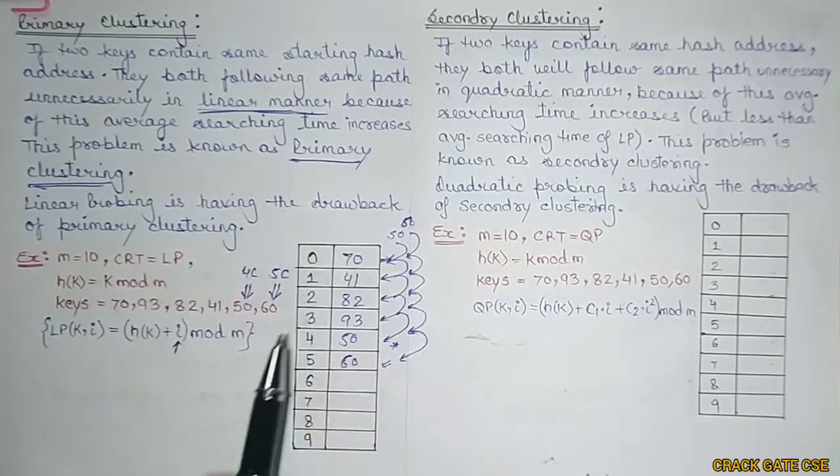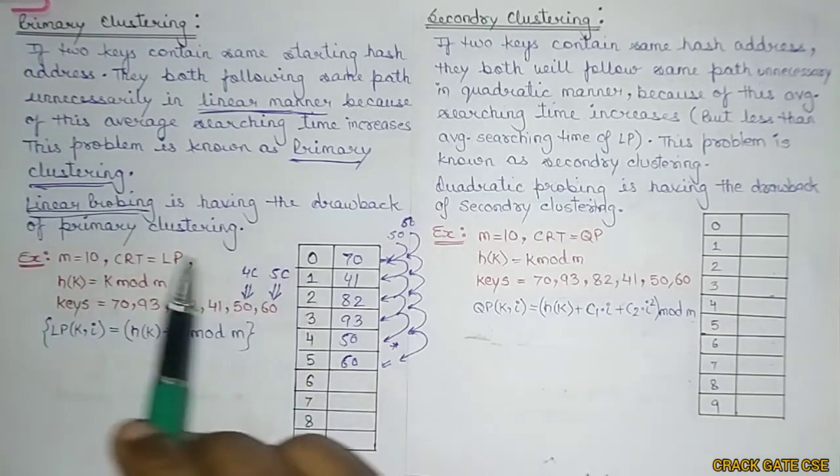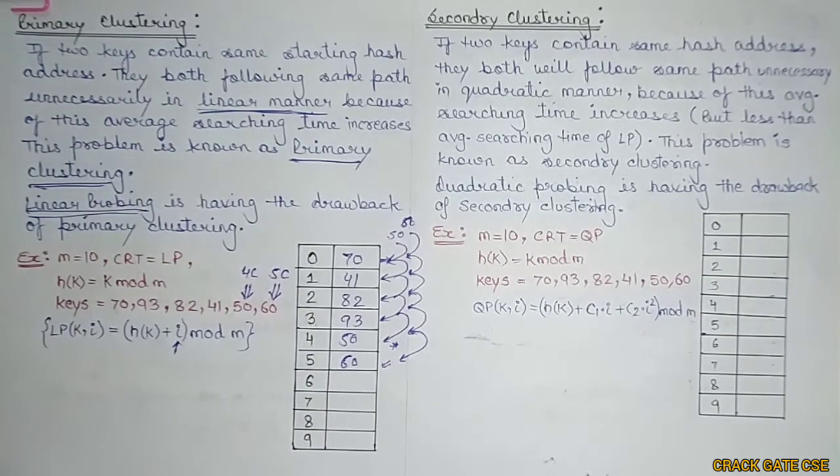This problem occurs in linear probing, right? So primary clustering is the drawback of linear probing, right?